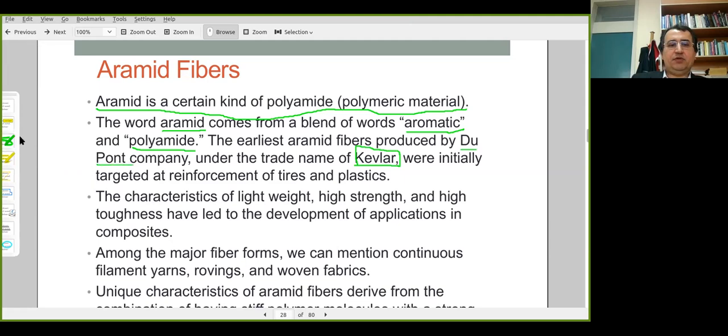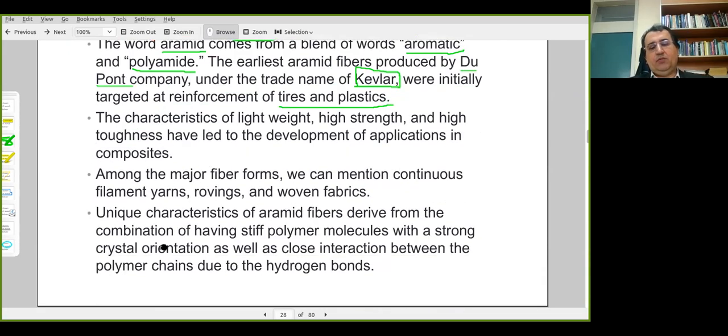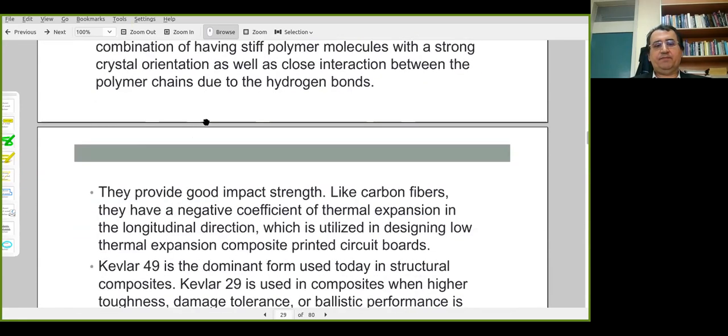It was initially produced to reinforce certain tires and plastics. Therefore, these are composite materials as well. Both woven and unwoven forms of these materials are available. They are used to reinforce the material, to improve strength and toughness properties, and to reduce the weight of the overall structure.